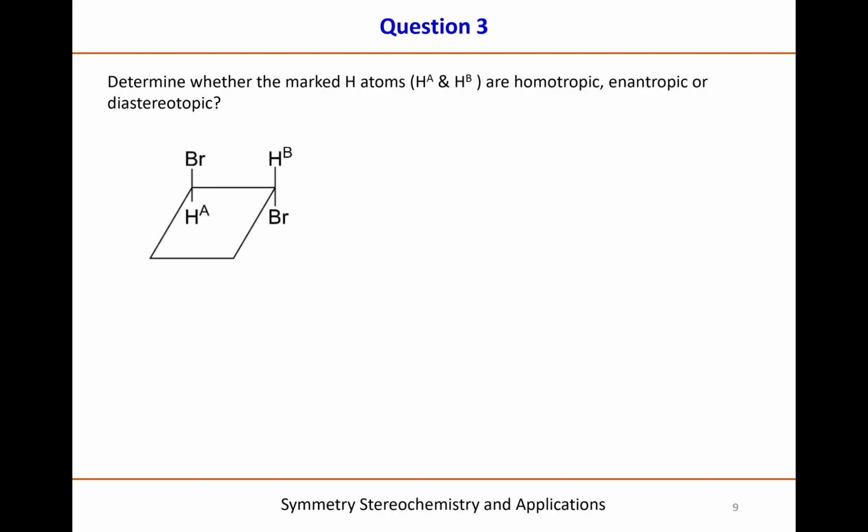In this example, we have to find out the topicity of the hydrogen atom. First of all we have to find out the molecule's symmetry, right? Here HA is there and HB is there. Suppose I change the HA by some halogen atom or any other atom called X. So I will write here bromine, X, HB and bromine, correct?